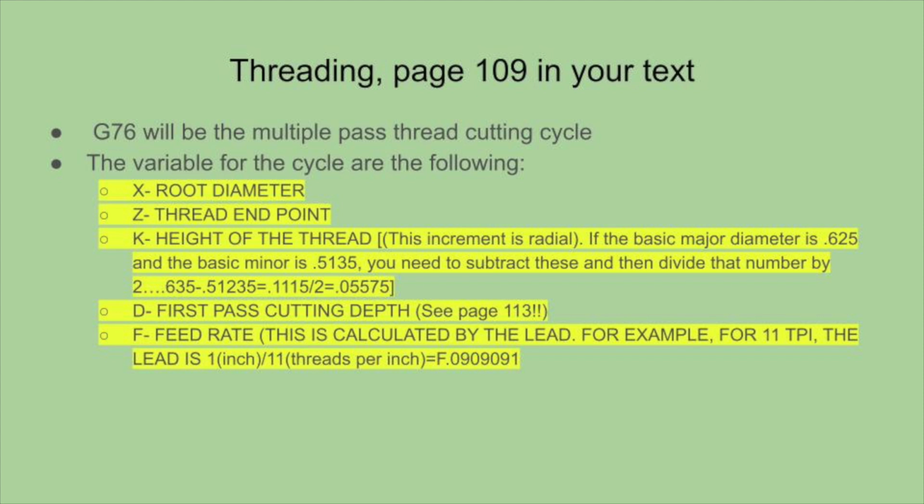Now that we have some grooves that we can put into our workpiece, aka cutting thread reliefs, we will get into threading. This is on page 109 in our text. We'll be using G76 for our multiple pass thread cutting cycle, and the variables for this cycle include X, Z, K, D, and F.